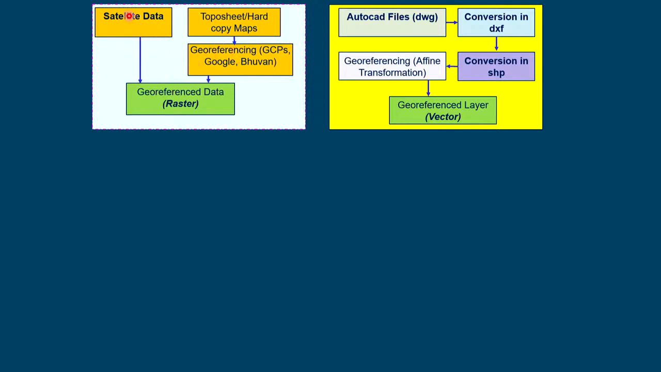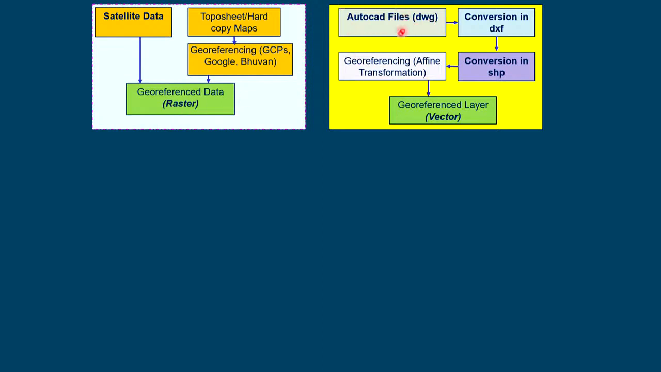So my point here is, either you have the satellite data, that means you have the georeferenced data set. If you don't have the georeferenced data set, or the input data is in the form of a topo sheet or hard copy map, first of all scan them and then georeference them, and thus you will have the georeferenced data set, that is also in the form of a raster data set, because a topo sheet or hard copy map is a continuous map, and once you are scanning it, it means that is another raster. Okay, so this way you will have the georeferenced data in the form of raster.